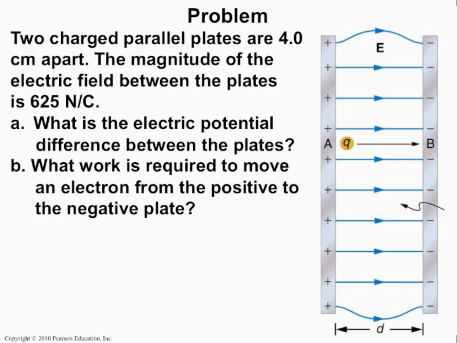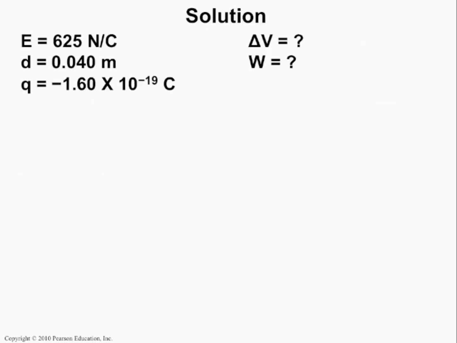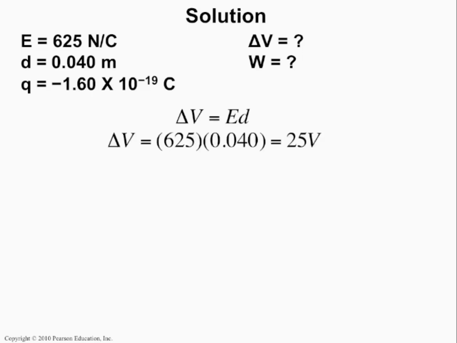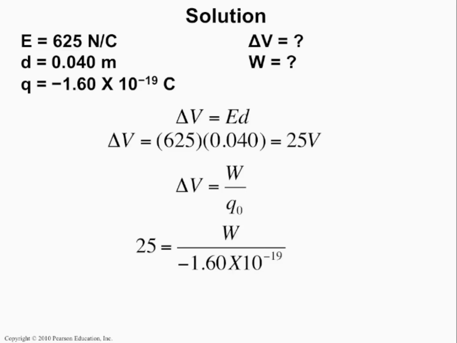Okay, so let's walk through the solution. We write down our givens as always, and we also write down what we're trying to find. So let's first figure out our delta V. Delta V equals ED, and that's simply the givens. So we do our plugging and chugging, and we find 25 volts is our delta V for this uniform electric field. Now, delta V equals W over QO, as we learned earlier in the video. And therefore, if I want to find the work, I can use that equation. And I'm going to end up with work being 4.0 times 10 to the negative 18th joules.